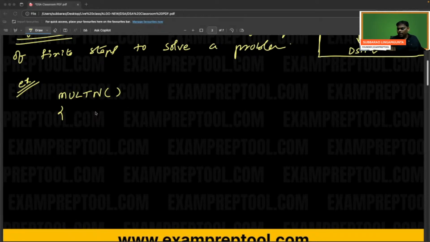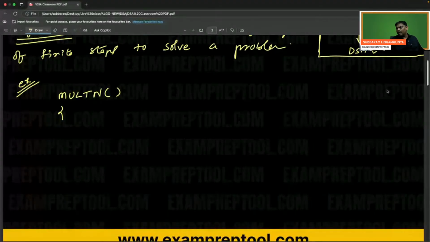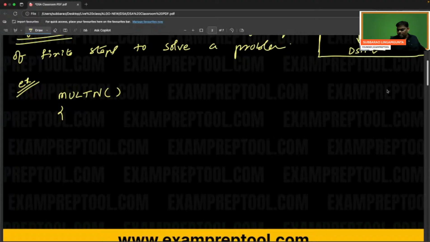That's the reason in the DSA course we kept all languages, whichever language you want, you can learn. Every language you can learn within a week. If you are okay with algorithm, within a week you can learn the programming language. Whichever language you like, you can learn it. Because inside the DSA course, we kept the 4 programming languages also. Whichever you want, you can learn.